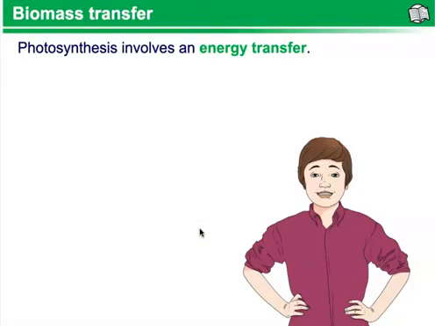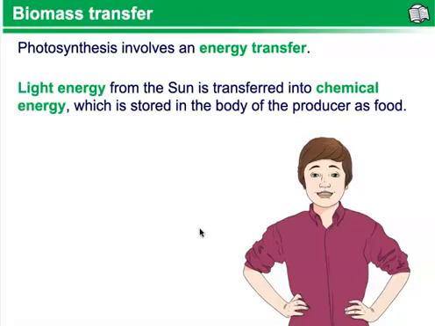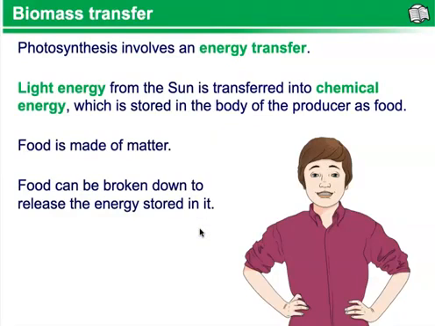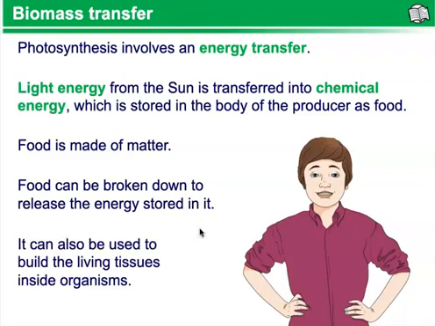Biomass transfer. Photosynthesis involves an energy transfer. Light energy from the sun is transferred into chemical energy, which is stored in the body of the producer as food. Specifically, the food that it is stored as is glucose. Food is made up of matter. Food can be broken down to release the energy stored in it. It can also be used to build the living tissues inside organisms.